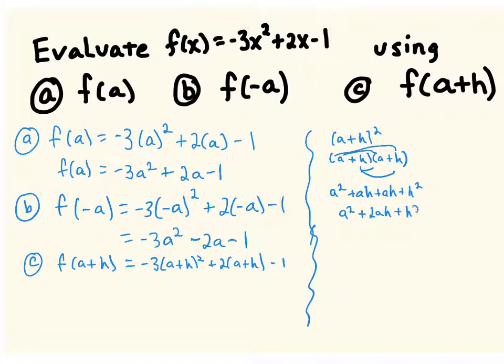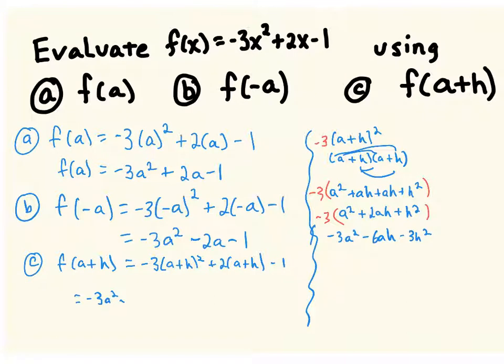plus h squared. Now, keep in mind that we had a negative 3 in front of that. So there would be a negative 3 times that once we get it simplified. So what we have then is negative 3a squared minus 6ah minus 3h squared. So we'll squeeze this in. So we have negative 3a squared.